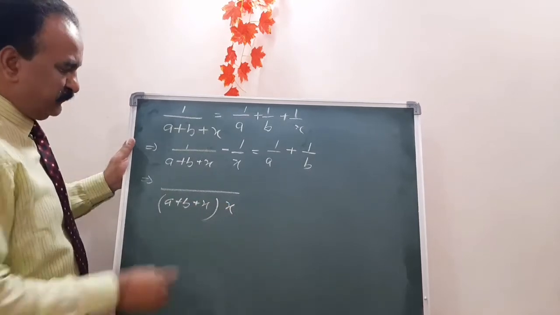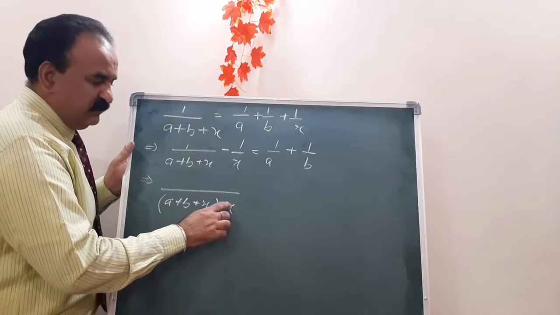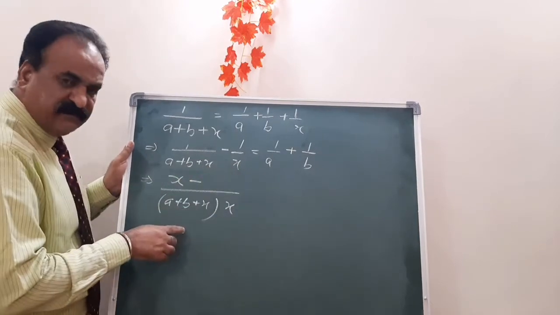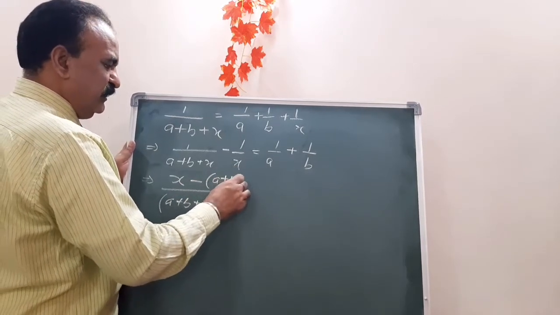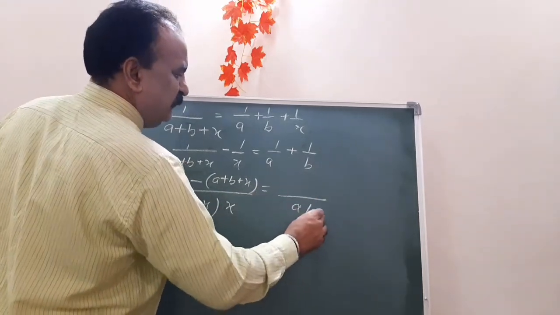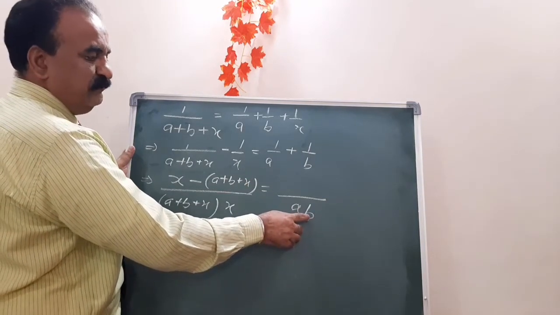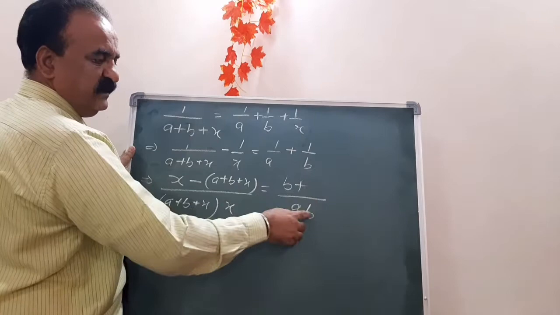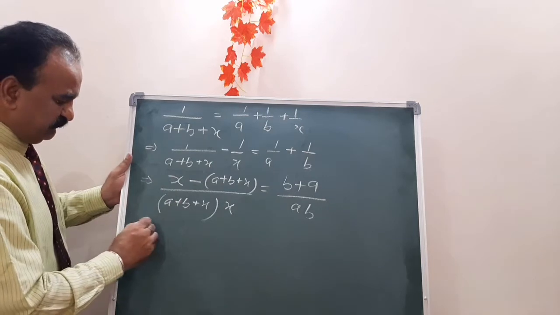into bracket x. When you divide this by this number, you will get here x. So x into 1, x. Minus, when this divides this, x will get cancelled. You will get 1 into a plus b plus x is equal to, LCM is ab. a divides ab, you will get here b. b into 1, b. Plus b divides this, b cancel, you will get 1 into a. It means a.